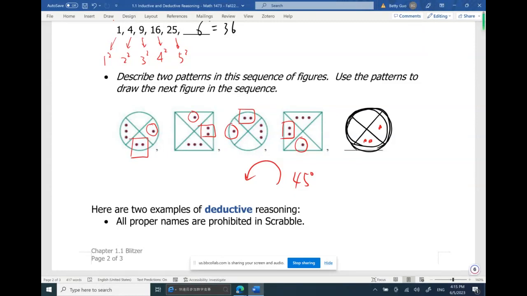And the 3 dots rotate counterclockwise 45 degrees here, and on the right, on the top, and then it should be on the left, right? Yeah, it should be on the left. Left, bottom, right, top, left. So the next figure should be a circle with the dots like that. Okay.